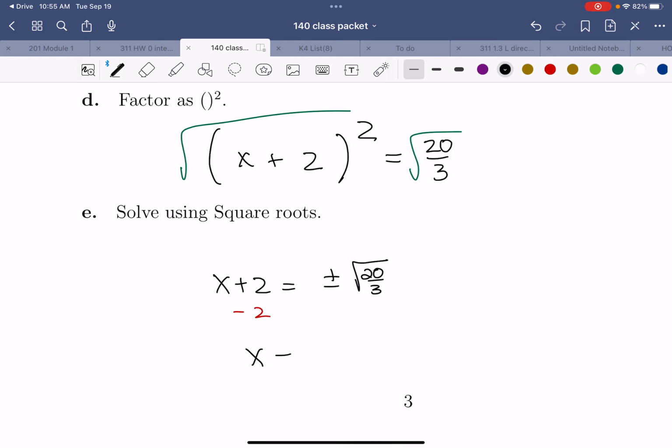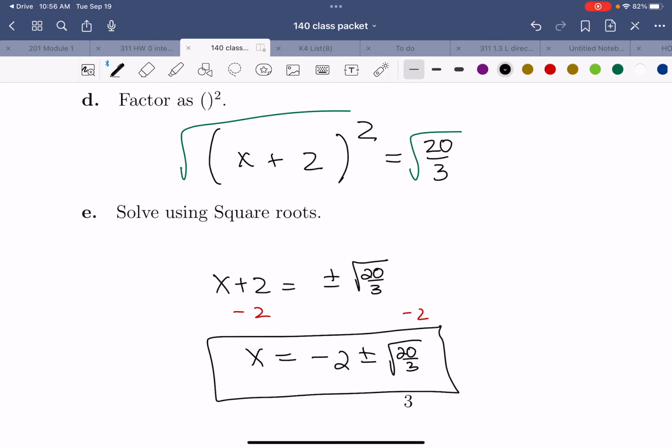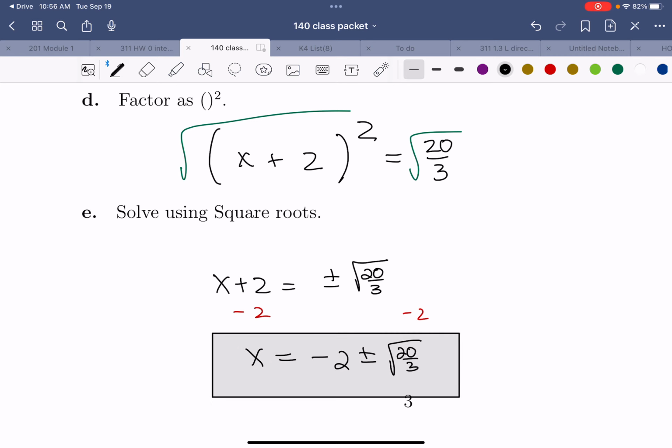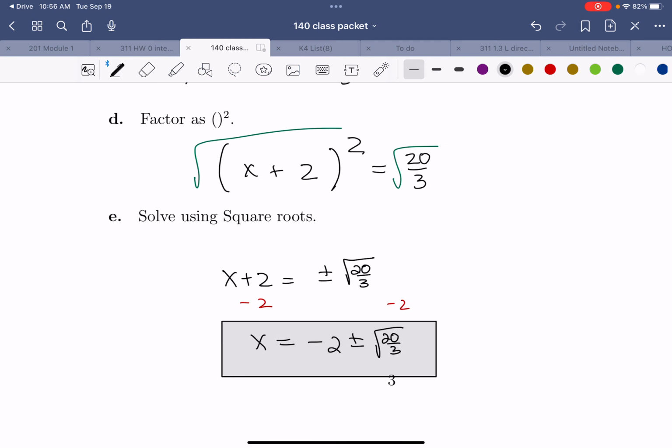And so we get x equals negative 2 plus or minus the square root of 20 over 3, and let's make sure it's on both sides. And that I can leave as my final answer, because those are real answers. There are 2 of them because it's plus and minus.